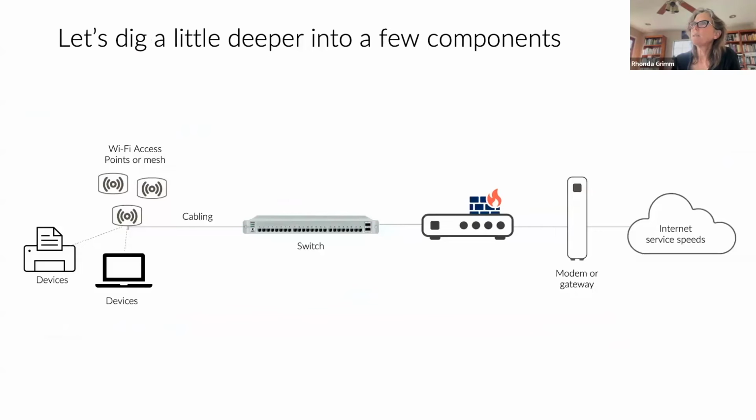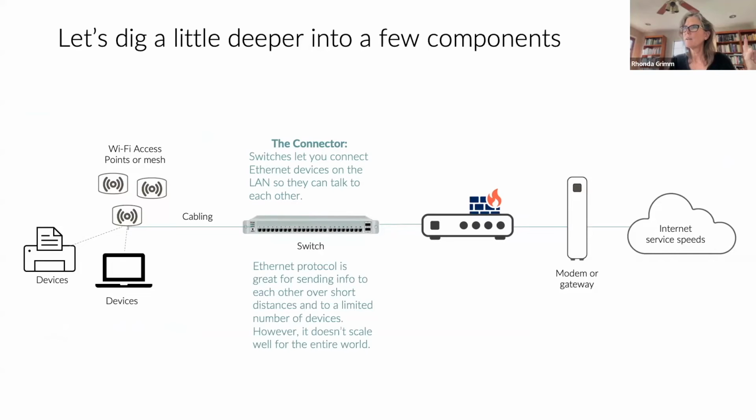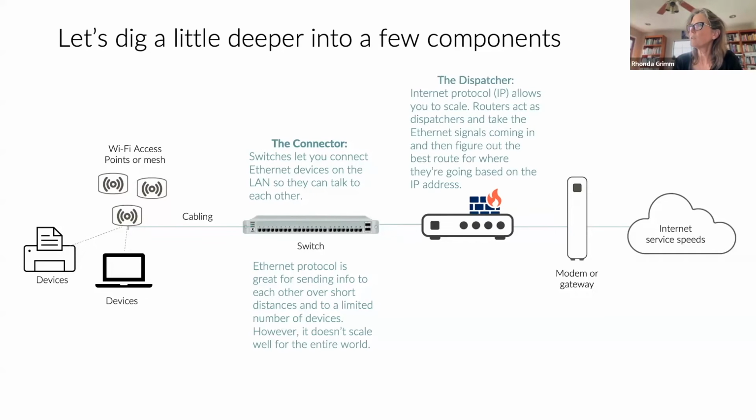But let's dig a little deeper into a few components. The switch is really kind of like the connector. The switch lets you connect all the Ethernet devices on the LAN so they can talk to each other. The switch uses Ethernet protocol for sending info, but it's only really good at sending info short distances, and it doesn't scale. It's a limited number of devices, and you couldn't do millions and millions of devices on this protocol. So the switch is your connector, lets everything talk to each other on a local level.